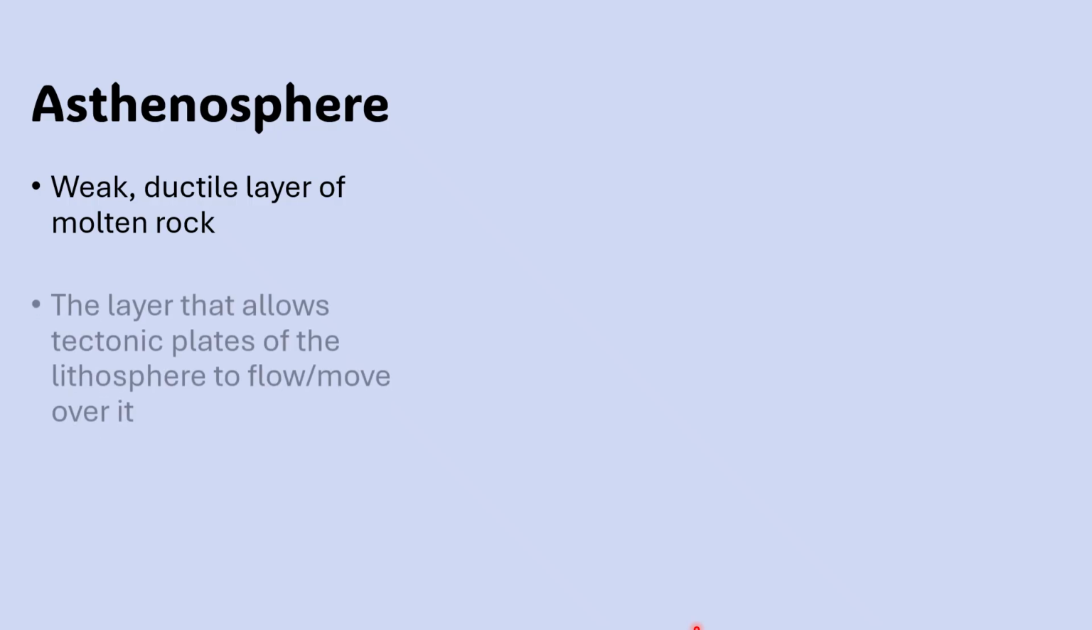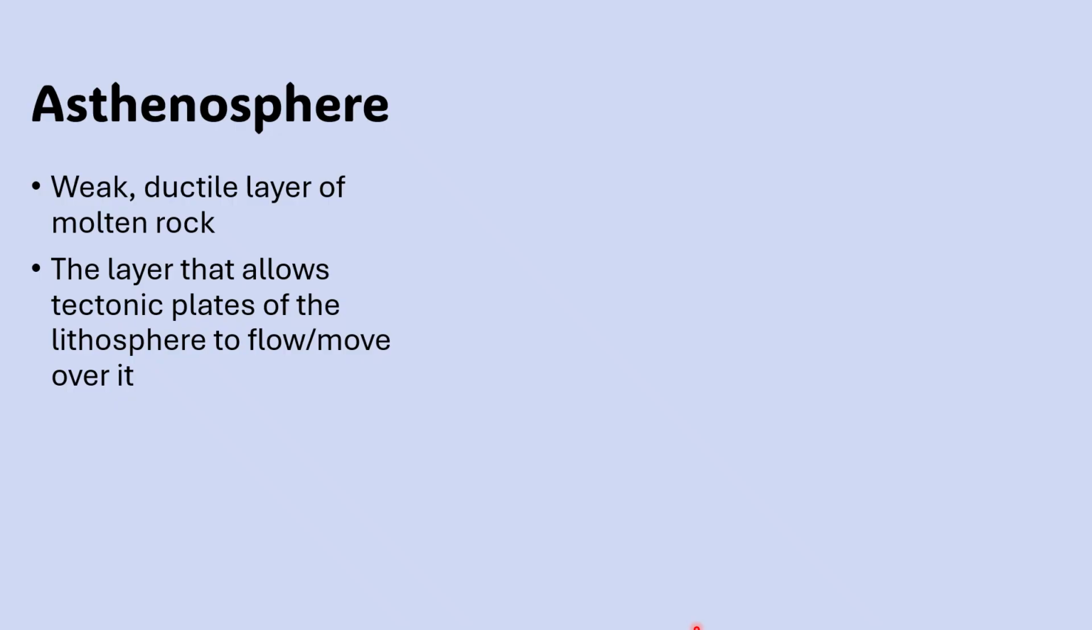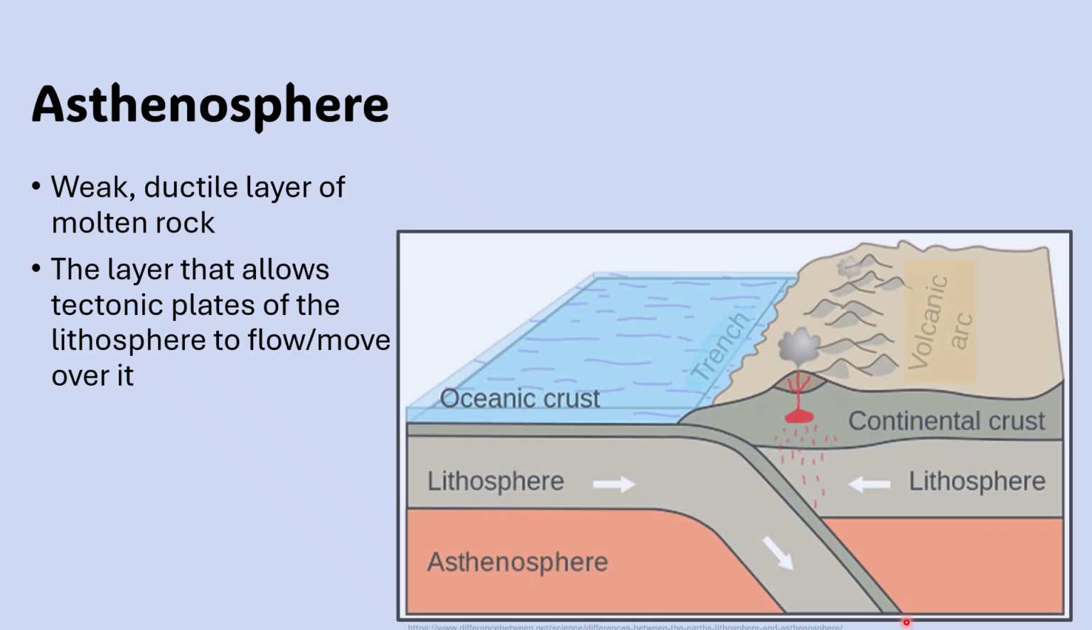Next, the asthenosphere, which is a weak, ductile layer of molten rock. Molten rock is rock that is in a liquid state. This layer allows tectonic plates of the lithosphere to flow or move over it.